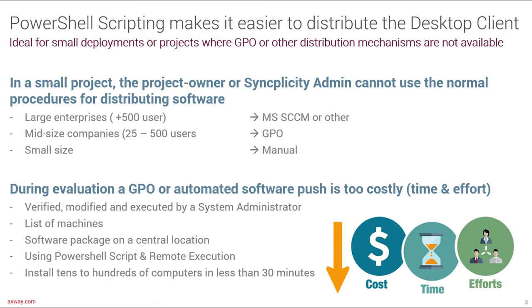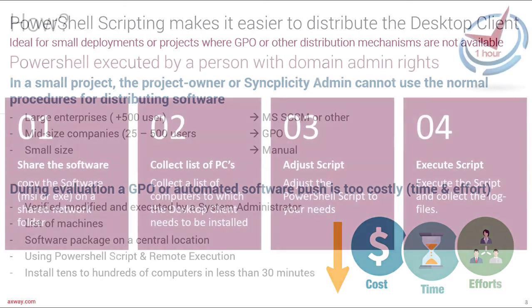It is a script that is being verified and, if necessary, modified by the system administrator or someone with global admin rights. You just collect a list of machines, you put the software package on a central location, and the PowerShell script will do the remote installation for you. And that allows you to install tens or even hundreds of computers in less than 30 minutes instead of hours or days, especially if you need to get the desktop client installed to users who are currently working from home.